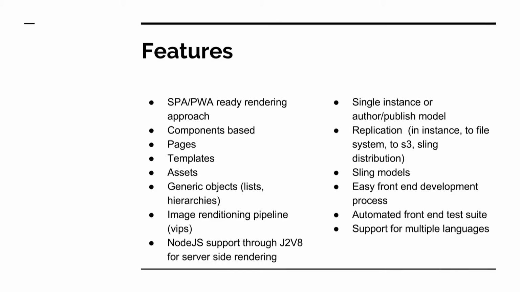So it's basically we built it for SPA or progressive web applications. It's component-based like Sling. It has pages, templates. We call it per page versus AEM calls it CQ page, right? So we had to be different. As asset, generic objects are for lists management or for tag management. If you want to build trees and things like that, we make that pretty easy. We have an image renditioning pipeline in it.